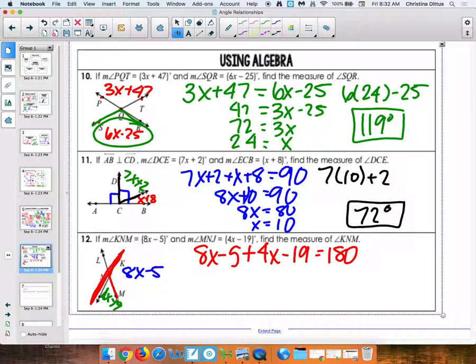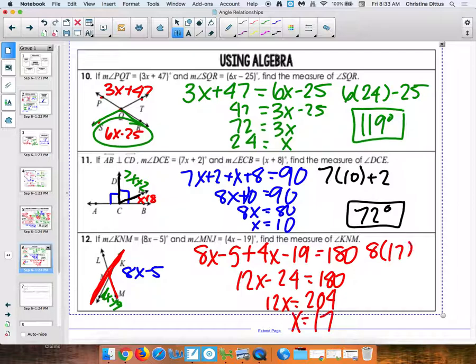How much x do I have? 12x. 12x minus what? 24. Equals 180. Add my 24 and I get 204. How much is x? 17. Where do I plug in? 8x minus 5. Good. 8 times 17 minus 5. How much is K and M?